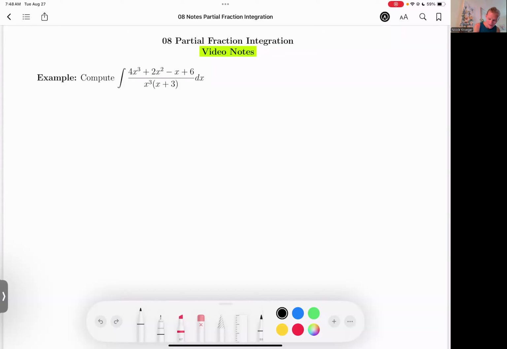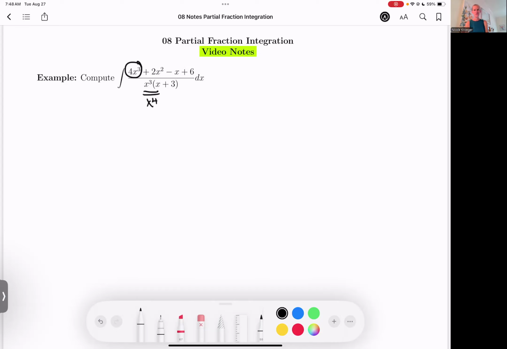I also noticed that the power on the denominator is x to the fourth, and the power in the numerator is x cubed. So this also makes it a good candidate for partial fraction decomposition. The power in the denominator is higher than the power in the numerator. If not, we would have to start out with long division, which we'll do next class.